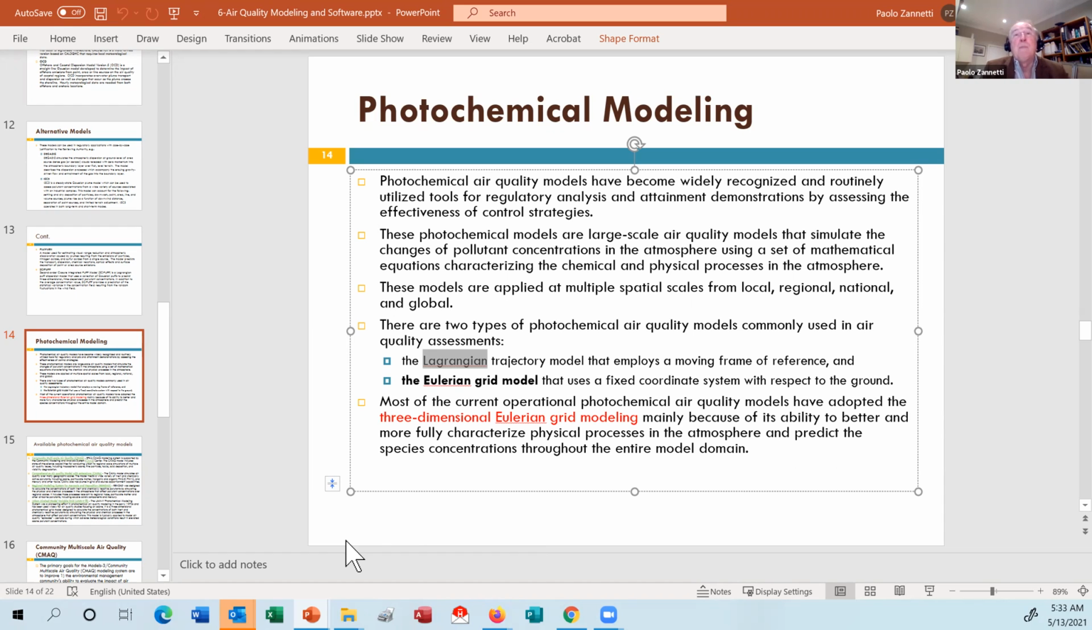The photochemical smog is not just ozone. There are many, many other chemicals that contribute to the problem. But typically, ozone is a clear indication of the problem, of the photochemical problem.